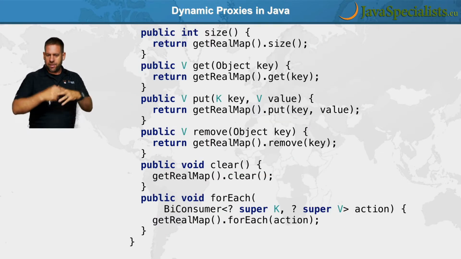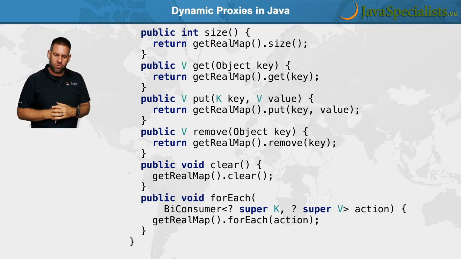So I've got my 6 methods here: size, get, put, remove, clear for each. Each of them now delegates to the getRealMap method, and the getRealMap will set the map the first time that I call it, and then create it.